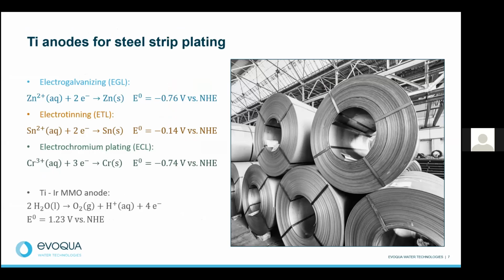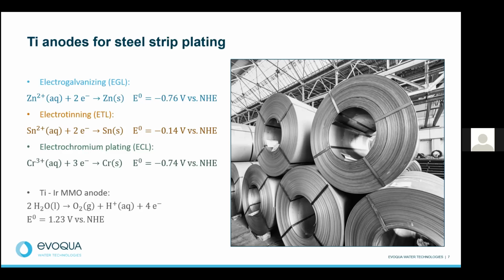Another industry that we are more closely involved in is steel strip plating, with the purpose of increasing the corrosion resistance of steel, which can be done through electrogalvanizing, tinning, or electrochromium plating, as we call them EGL, ETL, and ECL. In each of those, you deposit zinc, tin, or chromium. ECL was actually a relatively novel process. That's the case study that I mentioned before, but hopefully in the future I'll be able to share some more details for those interested.